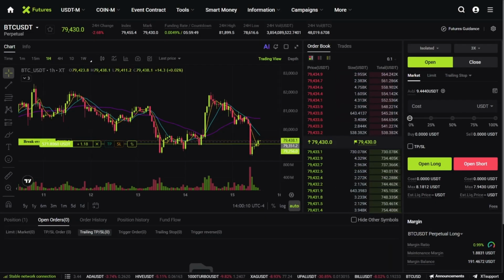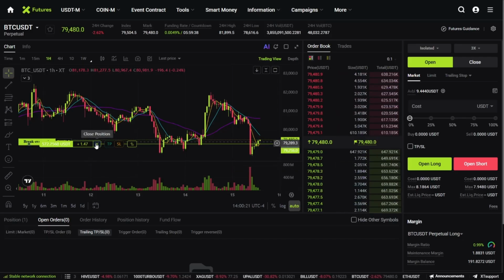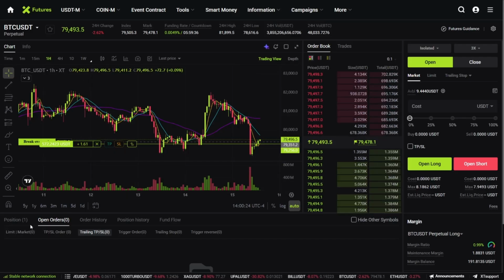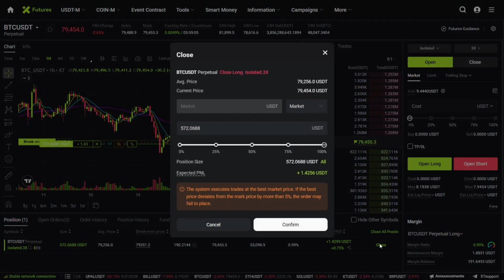To close our full position, we have a couple options. We can close it from the order panel. We can close it from the chart by just clicking on this X right here, or under position, we can close. If we had multiple positions, we could also use the close all positions option. We are just going to click close, and we're going to close our full position with a market order.